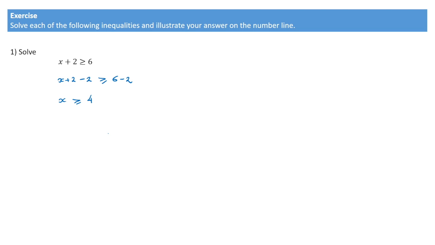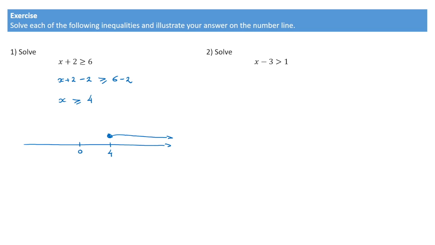And we can represent this solution on the number line. We draw a number line like so, say 0 is here, and say 4 is somewhere here. We place a dot above the 4, and x is greater than or equal to 4, so it's all the values to the right-hand side of 4. But in this case, it's greater than or equal to 4, so we fill in the dot above the 4 to indicate that 4 is also part of the solution. Let's look at another example.